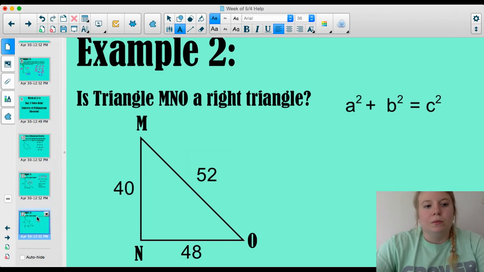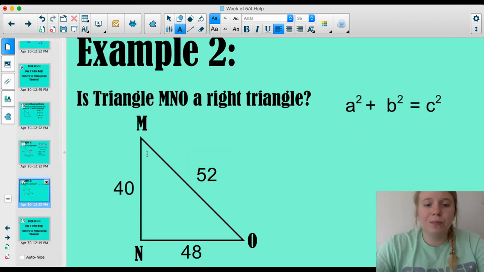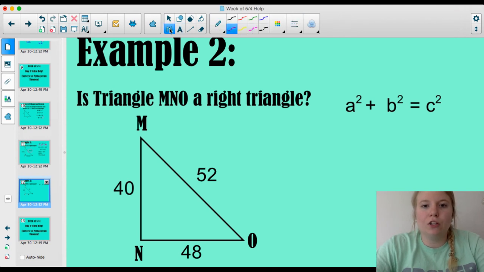One more example before I let you go. Example 2. Is triangle MNO a right triangle? So it gives me my 3 side lengths again. I told you you had to know which one was the hypotenuse. I could draw my right angle. Which one's my hypotenuse? 52. How do I know that? It's the longest side length. So I replace c squared with 52 squared.